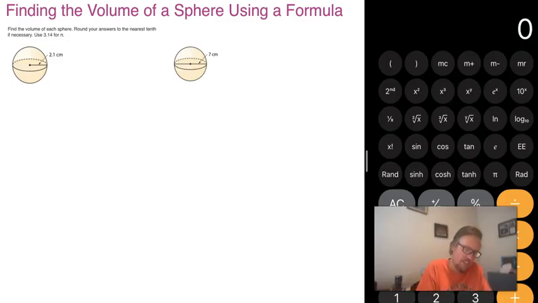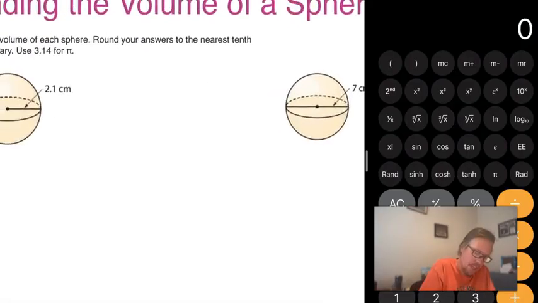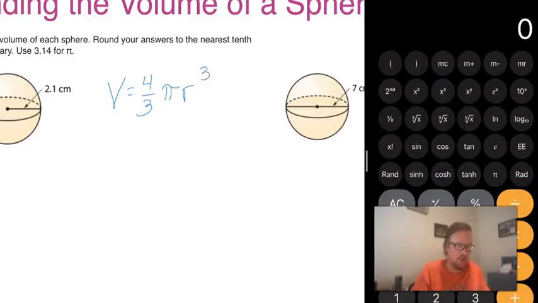The volume for the sphere is pretty weird. It's a pretty weird formula. It is 4/3 pi r cubed. 4/3 pi r cubed is the formula we will be using for the sphere.